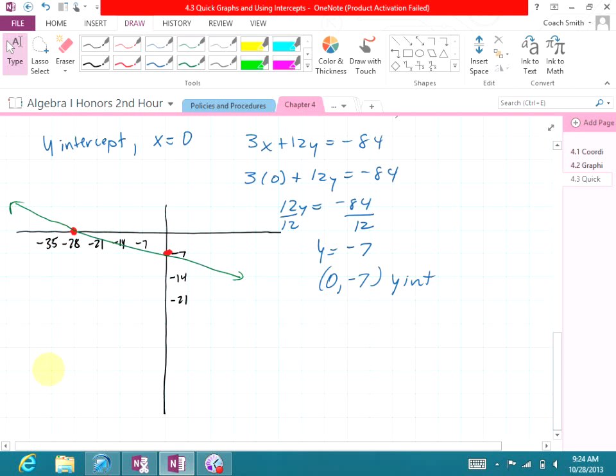Okay, and that would be graphing it if they told me to graph it.